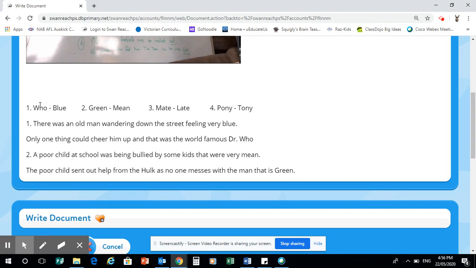So one, I identified the who and the blue as the rhymer. Two, the green and mean. Three, mate and late. Four, pony and Tony. Okay, I haven't done four couplets. I just decided to do two.